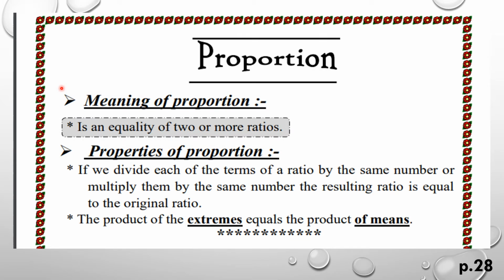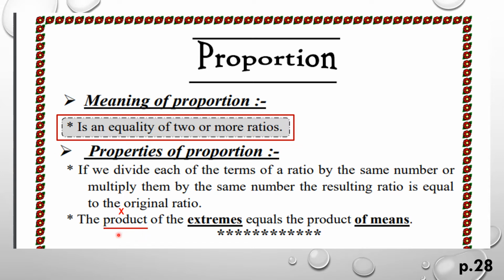Booklet page 28. Proportion. The meaning of proportion is an equality of two or more ratios. Properties of proportion. If we divide each of the terms of a ratio by the same number or multiply them by the same number, the resulting ratio is equal to the original ratio. And the other property is the product of the extremes equals the product of means.